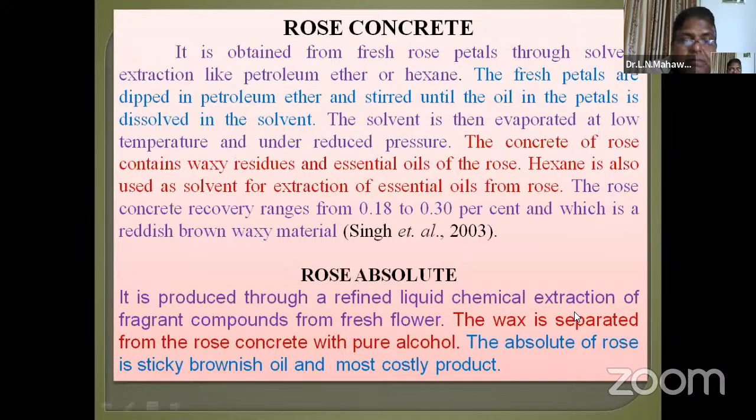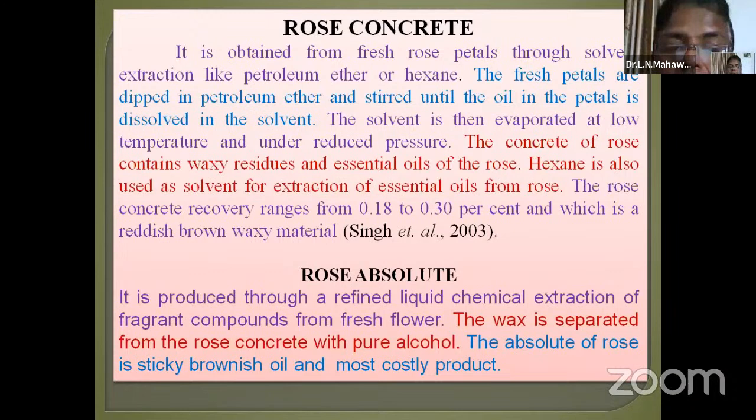It is obtained from fresh rose petals through solvent extraction, using petroleum ether or oil. The fresh petals are dipped in petroleum ether and stirred until the oil in the petal is dissolved in the solvent. And the solvent is then evaporated at low temperature and reduced pressure. The rose concrete contains waxy residue and essential oil of the rose. Hexane is also used as a solvent for extraction of essential oil from the rose. The rose concrete recovery ranges from 0.18 to 0.30%, and it is waxy and reddish brown in color, as reported by Singh et al.